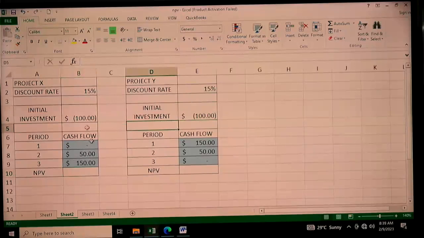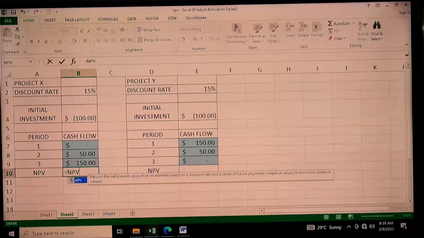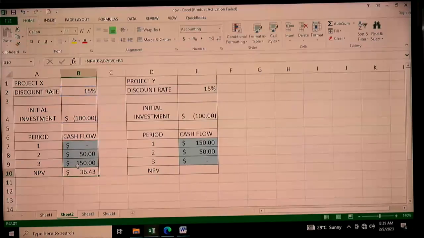For the first project, we have already done this. We said that we insert the function NPV. You can even type it directly: you say NPV, then you select the NPV function. The rate is 15%, comma. The series of payments is this series of payments here. You close the bracket. Then you minus the initial investment, which is negative here, so you just select plus, and it will give you the NPV.